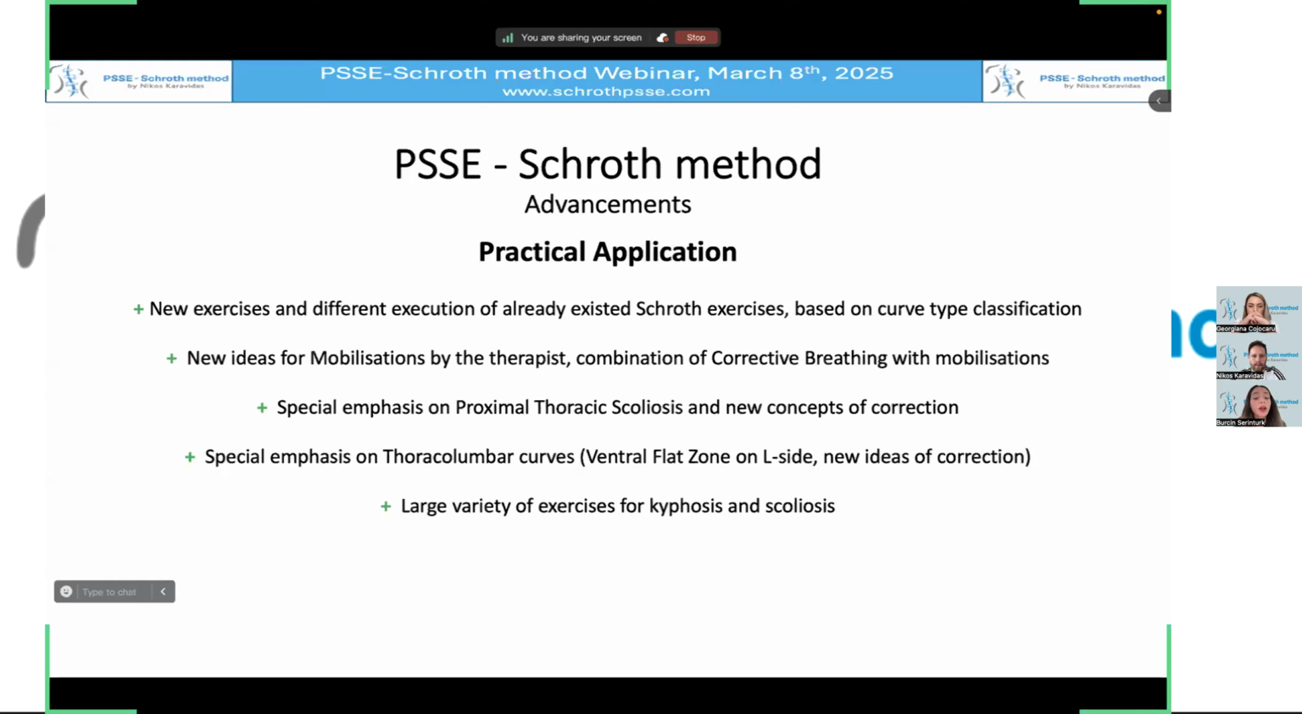You will learn this. And we will talk about thoracolumbar curves, because sometimes thoracolumbar curves can be confusing for the therapist, but we will manage this kind of process. And I can tell you that proximal thoracic scoliosis and thoracolumbar curves are no longer a concern after the PSSE-Schroth method. This is really important for all the therapists working in this field. And we have a large variety of exercises for kyphosis and scoliosis. Now I give the word to Sarah to start her own lecture. Thank you. Now I stop sharing my screen.